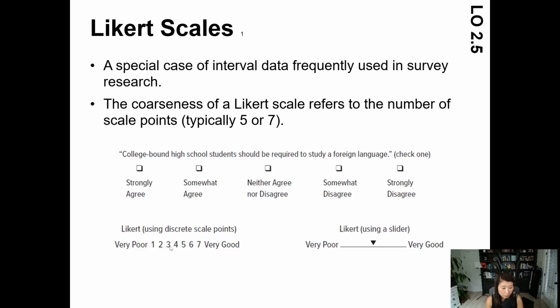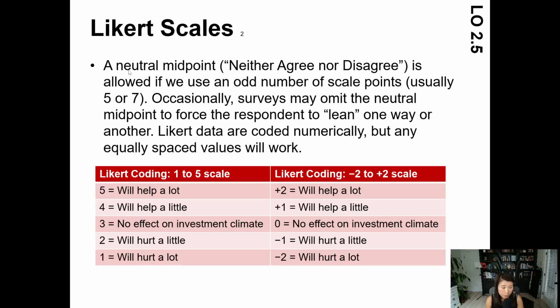Similarly here, if anybody chooses the value 4, that means you're neither poor nor good. So if you have an odd number of options for the Likert scale, that means you are including this neutral point. Okay, we call it the neutral middle point. It's allowed if we use an odd number of scale points. Occasionally, a survey may omit the neutral point to force the response to lean one way or another.